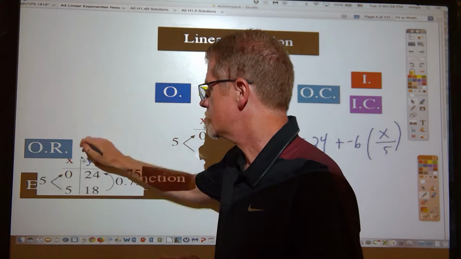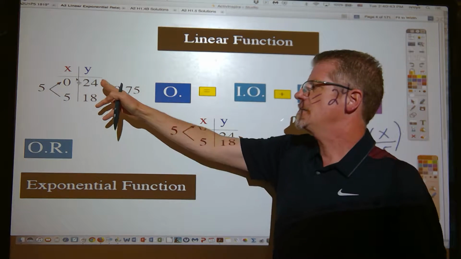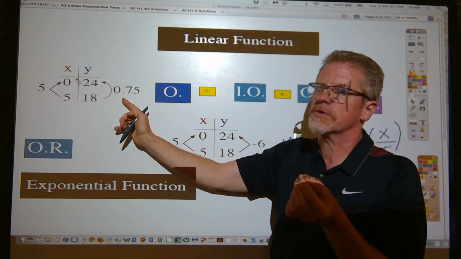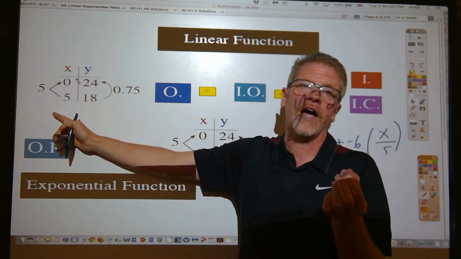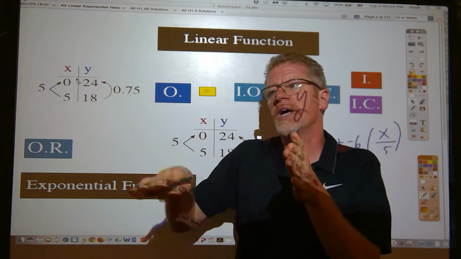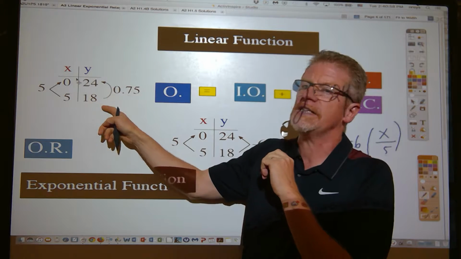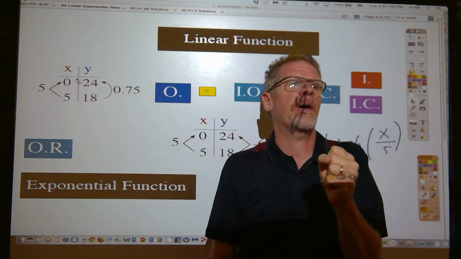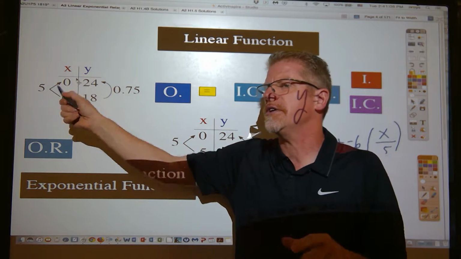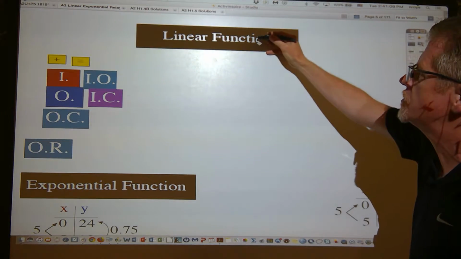What if we wanted to create an exponential model? Instead of adding -6 every 5 years, what if the population drops by 25% every 5 years? The OR stands for output ratio. Ratio implies division, and this smooth bar implies that I divided 18 by 24. What if we have a population that decreases 25% every 5 years? How would we model that? We would model that with an exponential function.